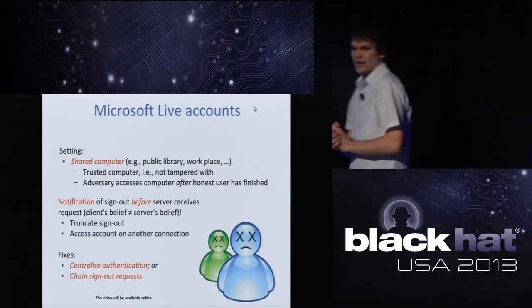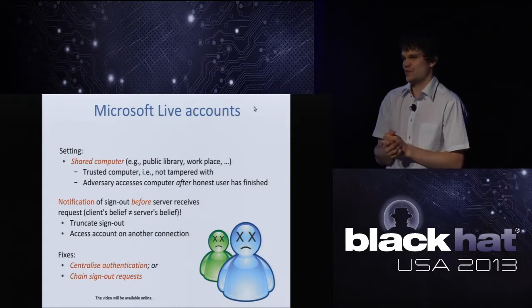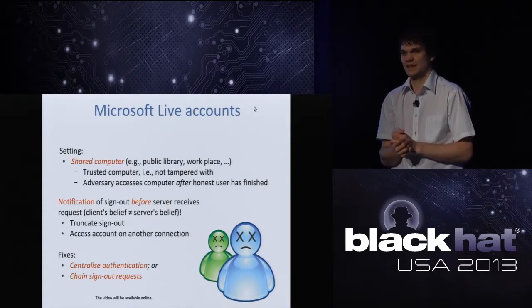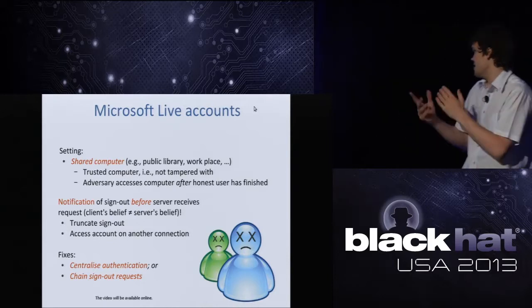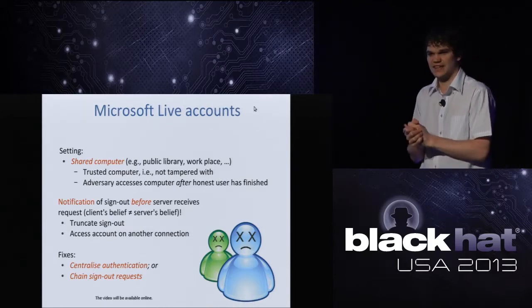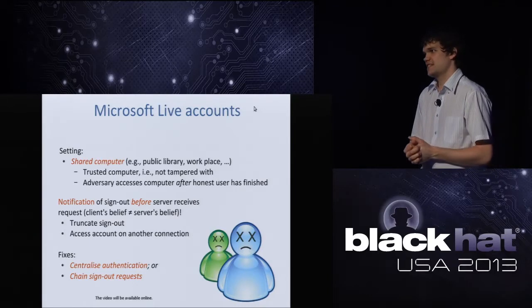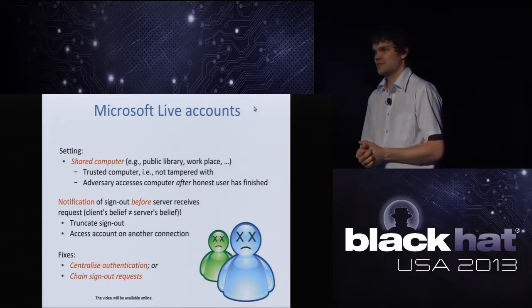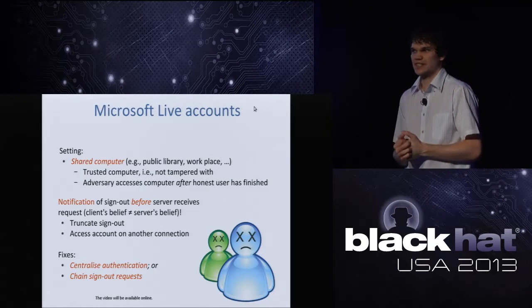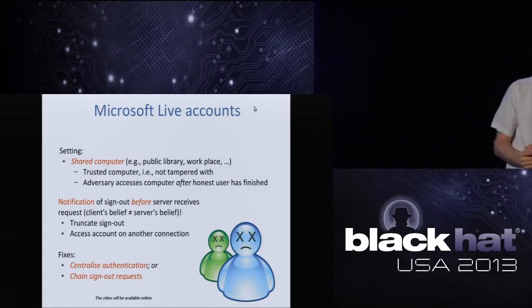So what went wrong? I was told I'd signed out before the server had even received the sign out request. And I sort of then abused that by truncating the sign out request that's sent, and I can access the account on another connection. How do you fix this? Well, you can centralize your authentication system. Microsoft won't be doing that, it's going to take too much effort. Or you can chain sign out requests together. And we'll see how to do that on the next slide.